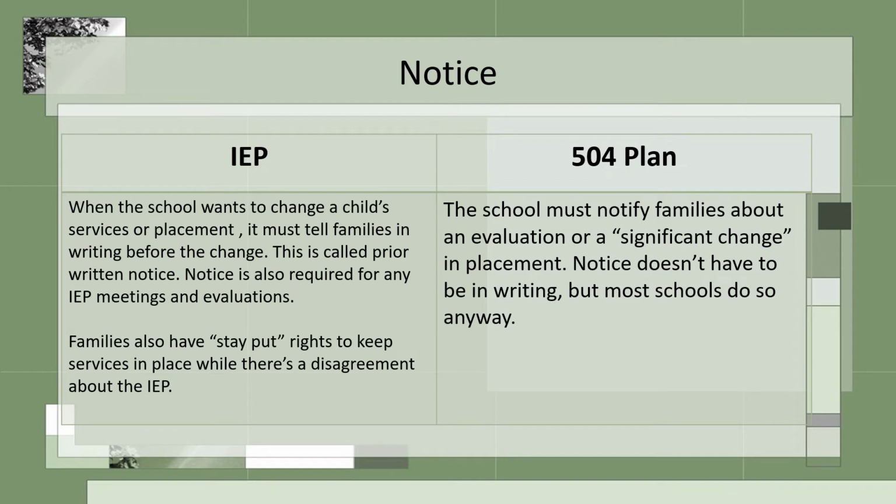Notice. In an IEP, when the school wants to change a child's service or placement, it must tell families in writing before the change. This is called prior written notice. Notice is also required for any IEP meetings and evaluations. Families also have stay put rights to keep services in place while there's a disagreement about the IEP.